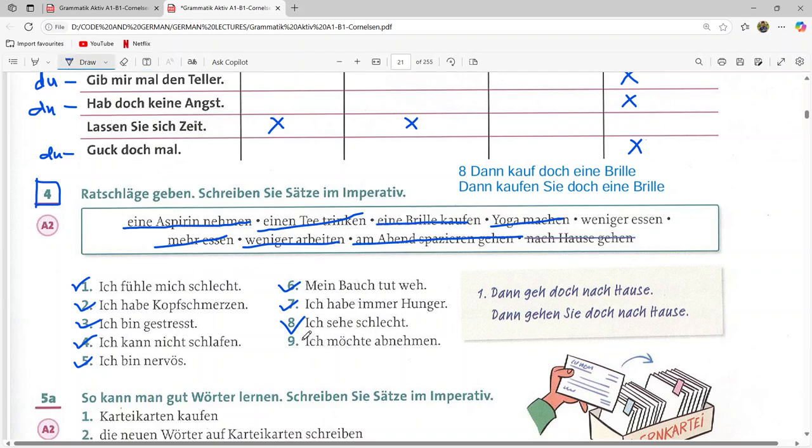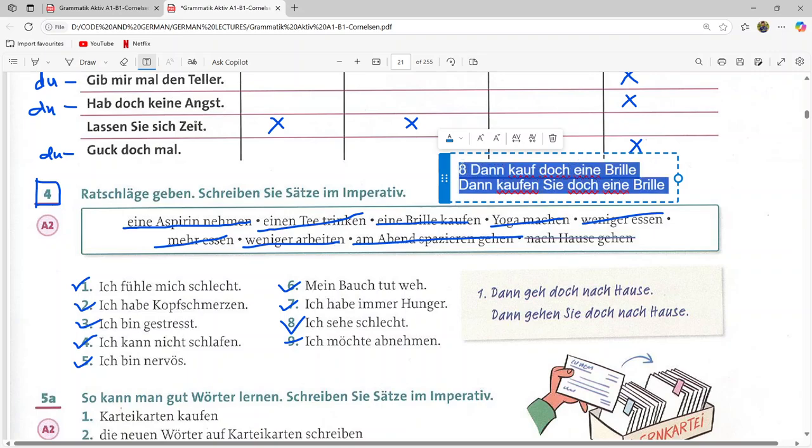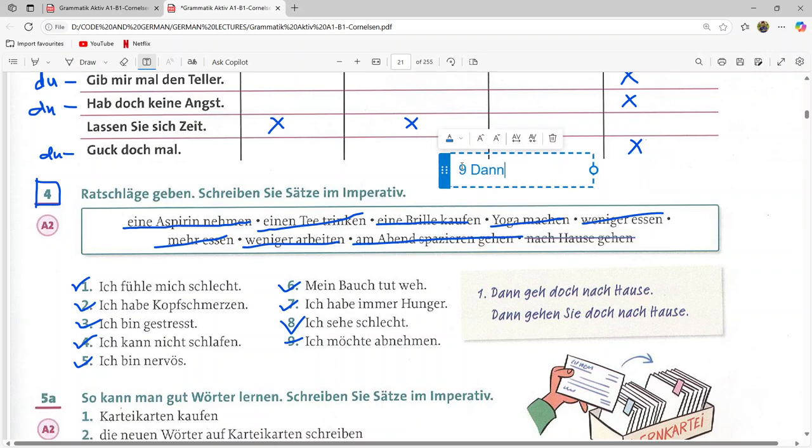Next one, "Ich möchte abnehmen." I want to lose weight. Okay, so eat less. Then the verb is essen. So "Dann iss doch weniger." In the Sie form, "Dann essen Sie doch weniger." Okay, so in this way, this task is also done.